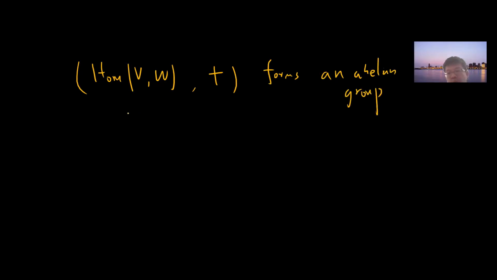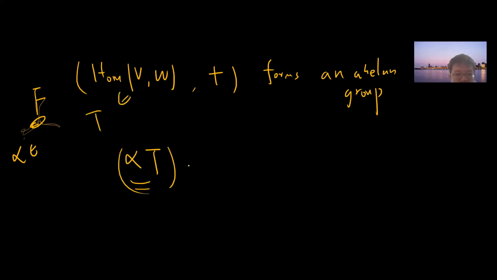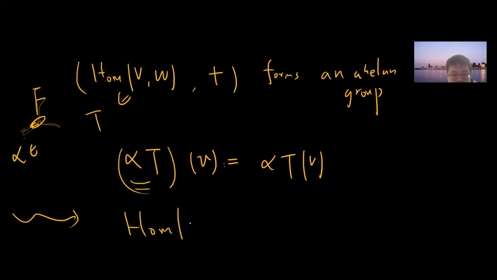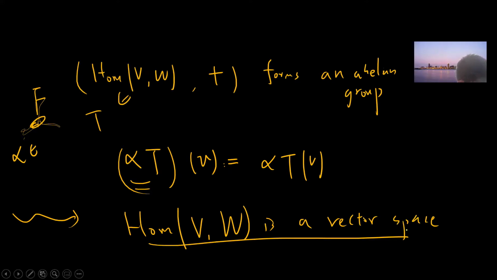Next I can talk about scalar multiplication with a field F. If I take any alpha belonging to F, then I can define alpha T, which is another linear transformation, such that alpha T acting on v is defined to be alpha times Tv. Basically, if you view T as a matrix, multiplying by any number gives another matrix. So you can check all the axioms. The final result is that Hom(V, W) is a vector space. I think this is obvious.